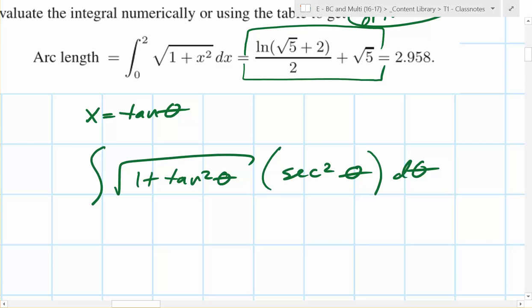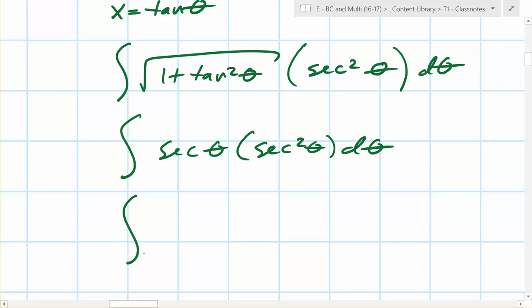What's 1 plus tangent squared? You should remember 1 plus tangent squared is secant squared. So the square root of secant squared is secant theta, times secant squared theta d theta. So what does that become? Secant cubed theta d theta. Okay, so that looks terrible, right?